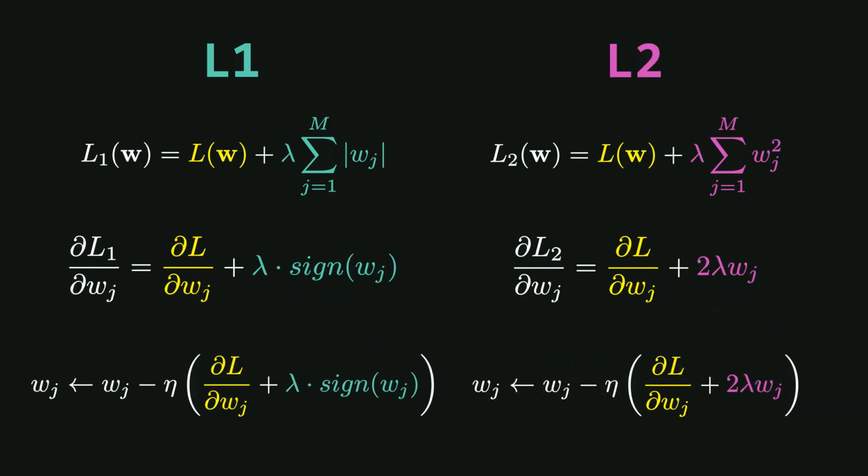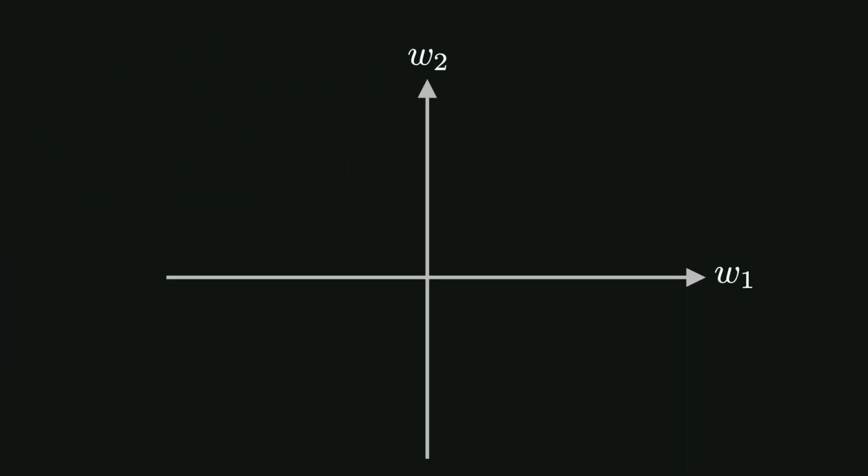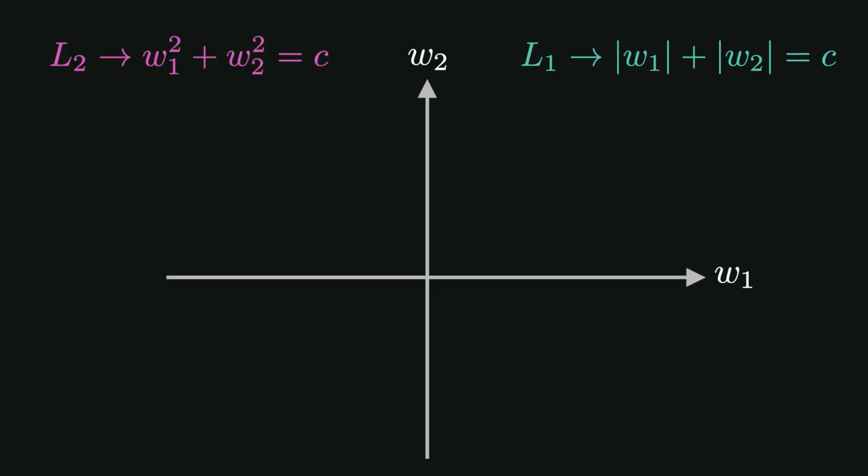It's this contribution that effectively shrinks the weights while training, helping the model avoid overfitting. Now, do not get confused by all the math and derivatives. Let's look at this geometrically, which could be easier to understand. Let's visualize this using just two weights, W1 and W2, because it's easier to see in two dimensions. For these two weights, the norms look like this.